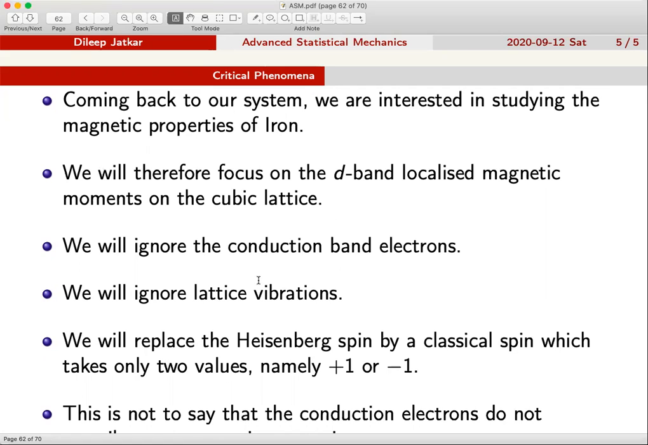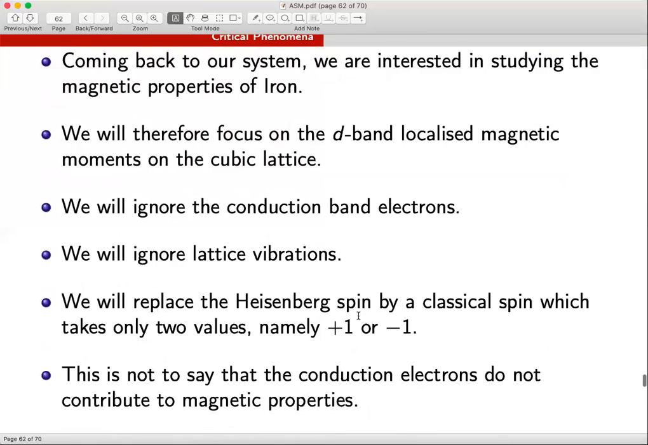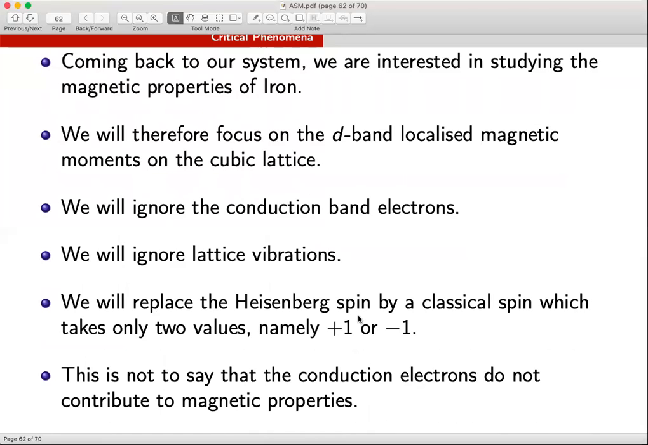Okay, as I said, that system at 1000 Kelvin would have a lot of thermal energy available, and the lattice would be far from a cubic lattice really. But nevertheless, we will ignore lattice vibration completely. This is basically just to say that the lattice vibration is not going to affect the magnetic properties in a leading way. There may be a sub-leading correction, but that we can worry about later.